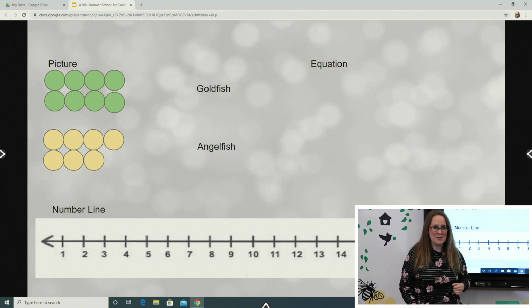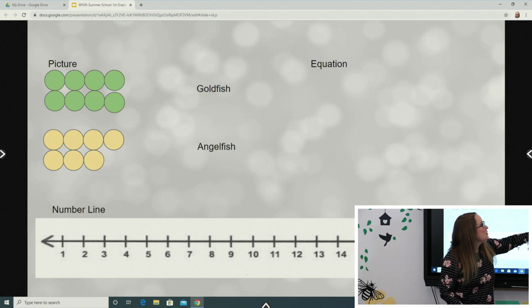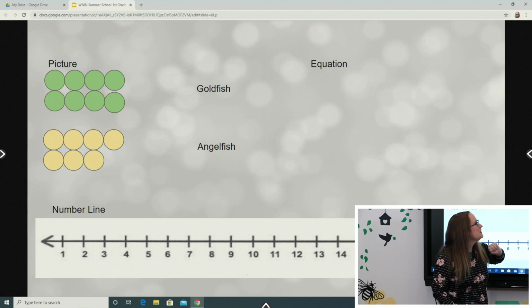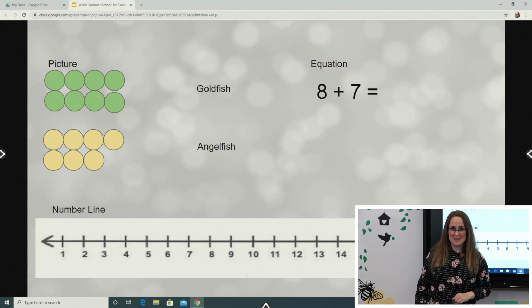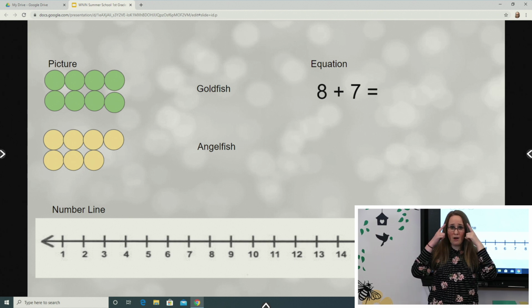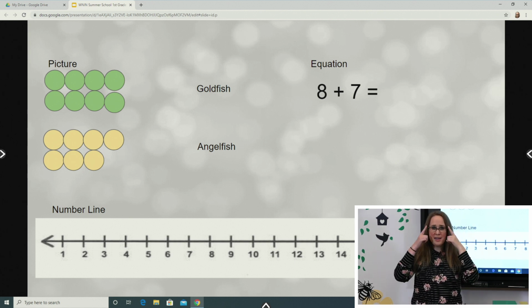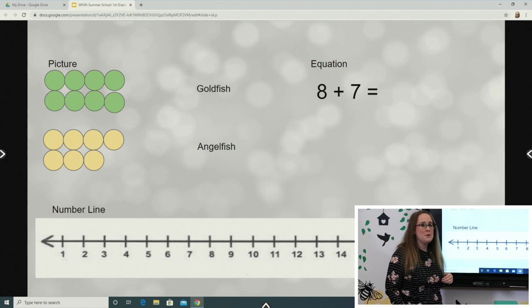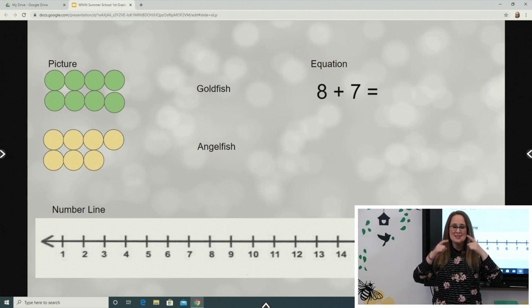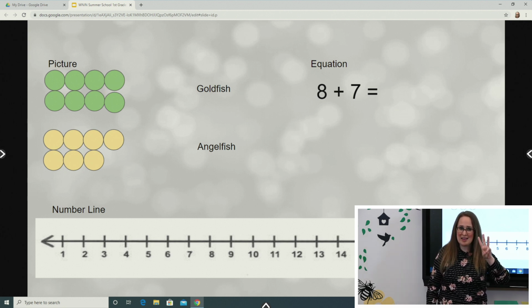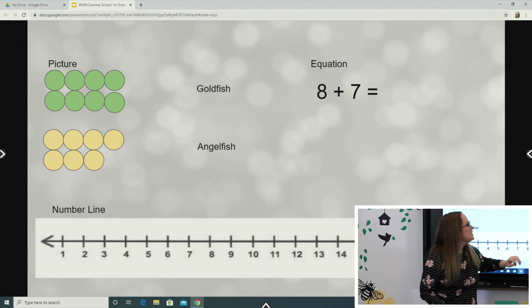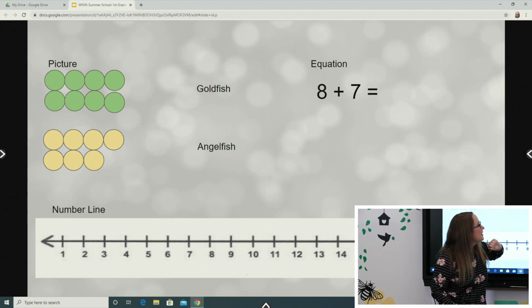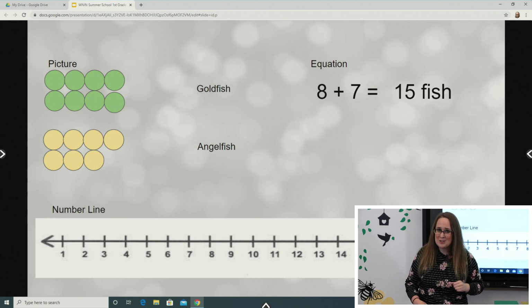Let's try an equation to go with this. We know that we're combining, putting them together, so we're going to be using a plus sign. 8 plus 7. Now let's count on in our mind. We're going to put the number 8 in our head and count up 7. We could count all of these circles, but we want to save some time. 8, 9, 10, 11, 12, 13, 14, 15. There were a total of 15 fish in the fish tank.